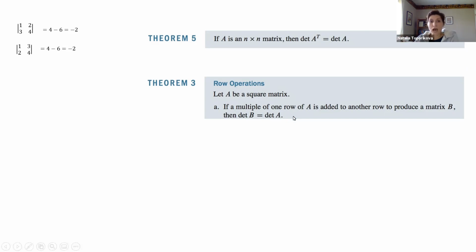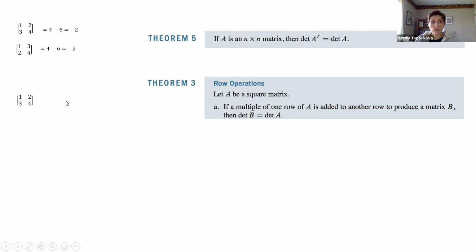So let's see what happens when we apply row operations to our matrix. The good news is that property A of theorem 3 tells us that if we perform our favorite operation, where we take one of the rows, multiply it and add it to another one, the determinant remains exactly the same.